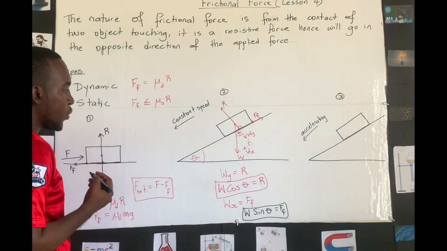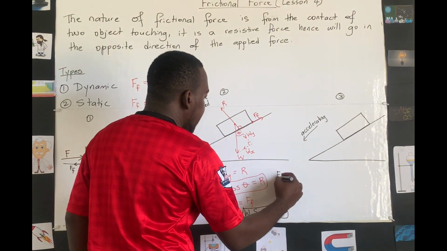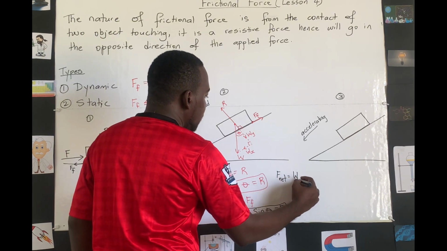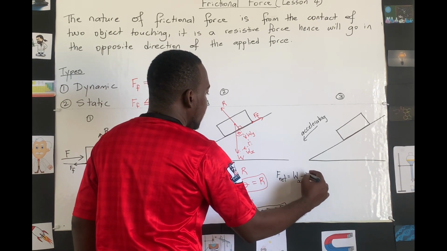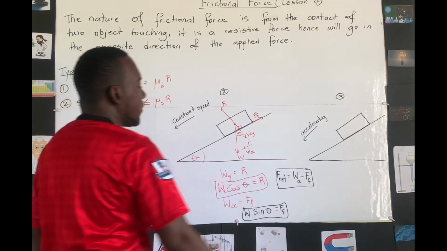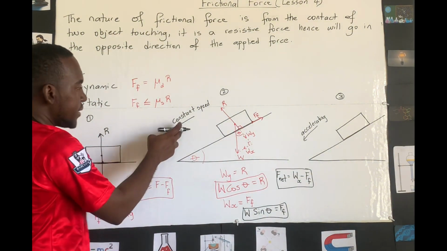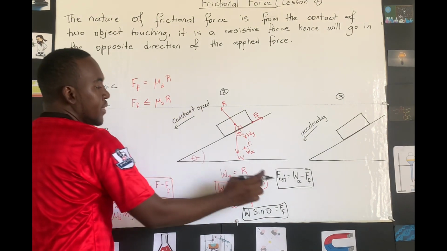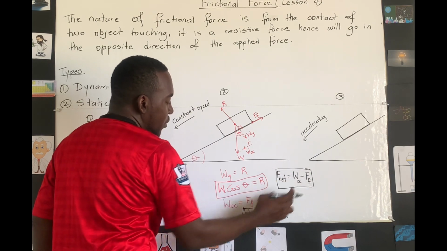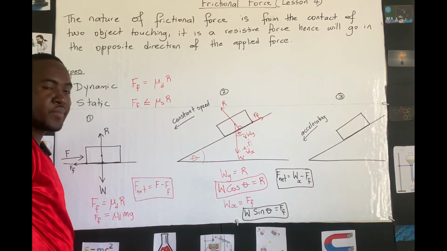Alright? And therefore, if we want to identify your net force, it's going to be the one that's pulling it down, WX, minus the one that's trying to pull it back up, which is FF. So in this case, because it's constant speed, then your net force is zero. That means these two are equal. And that's what we see here.